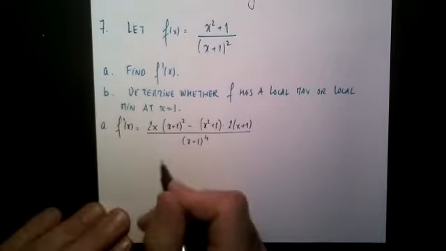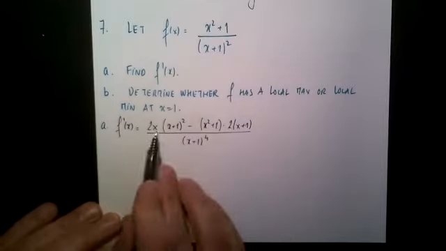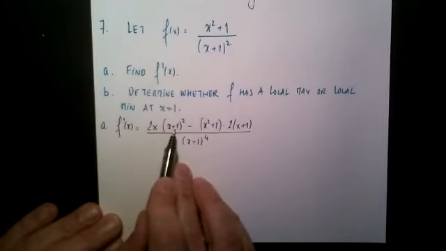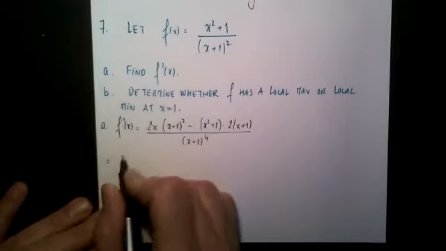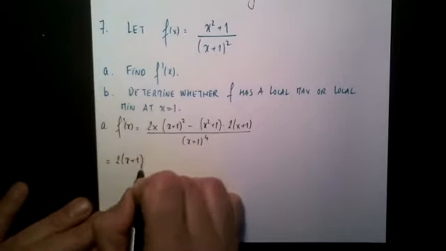Okay, I could simplify things here a bit by factoring out a 2 and factoring out an x plus 1. So it's equal to 2 times x plus 1.